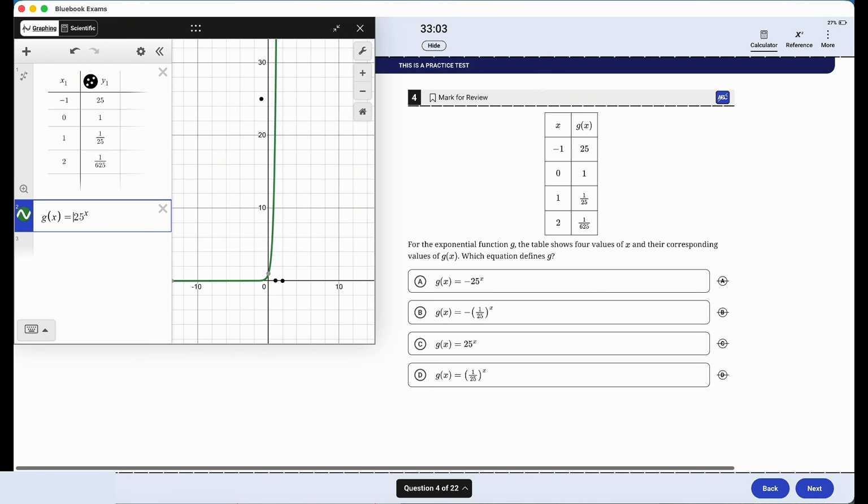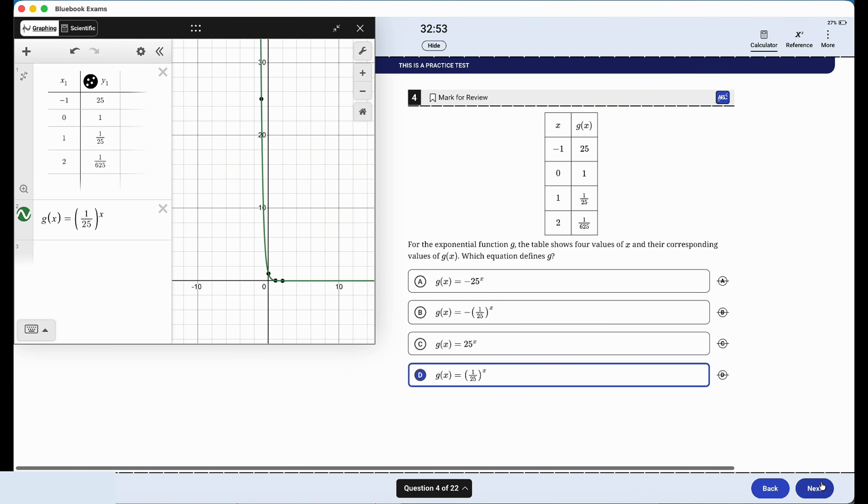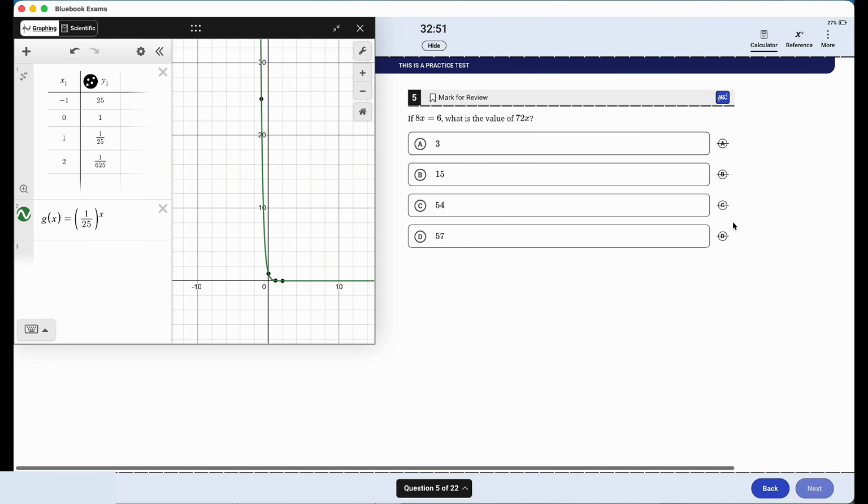That's not it. I'm going to try C because they're basically the same. So you see it's not C. Let me go to D then, 1 over 25. Yeah, you see 1 over 25. That's it, right? So pretty straightforward if you could approach it that way.